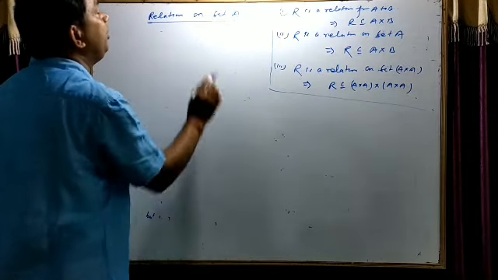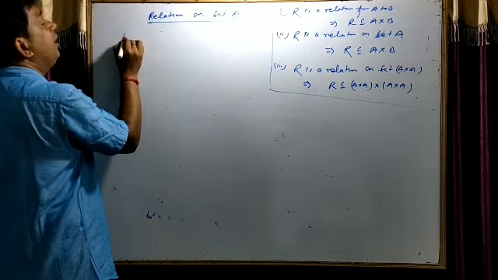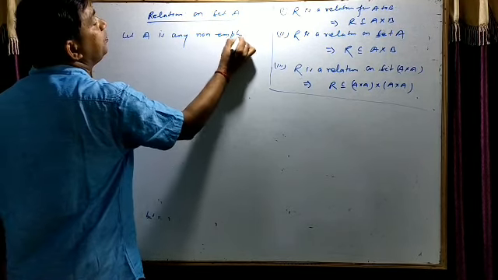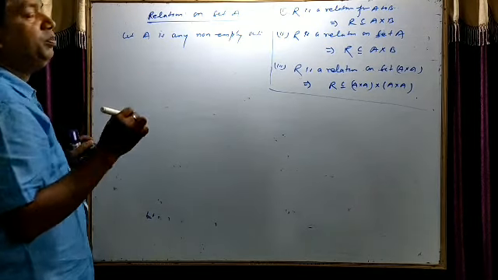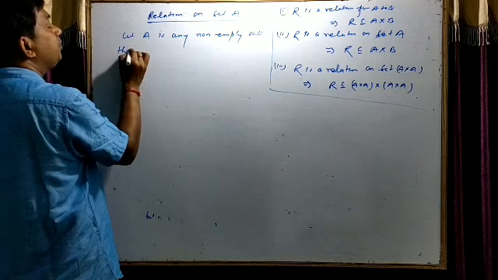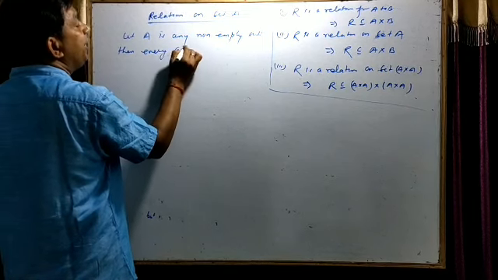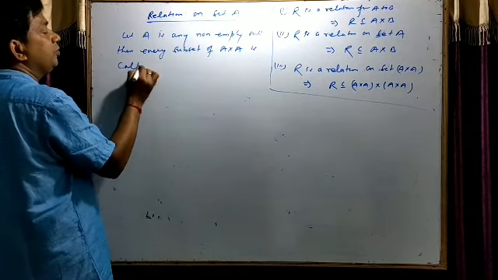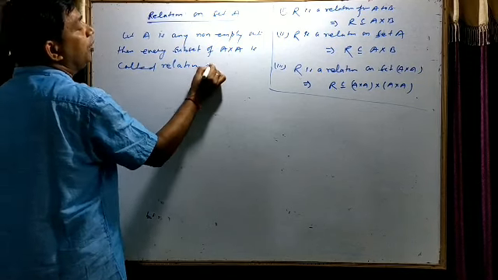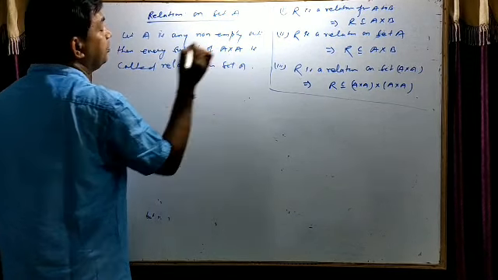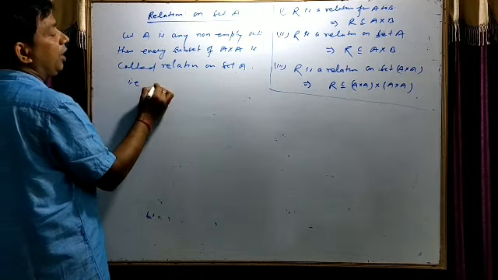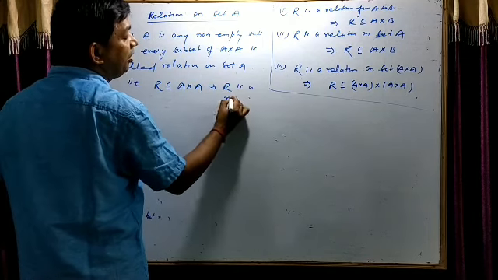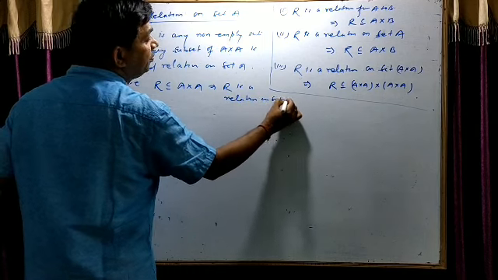Now what is a relation on set A? Let A be any non-empty set, then every subset of A cross A is called a relation on set A. That is, R is a subset of A cross A implies R is a relation on set A.